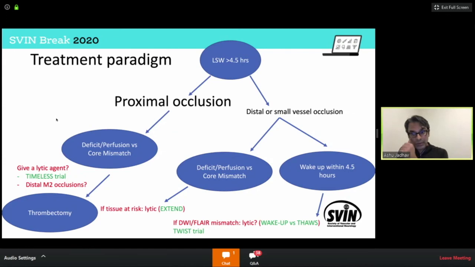And then for patients who have a wake-up stroke within 4.5 hours, if there's a DWI-FLAIR mismatch, should we be giving alteplase? WAKE-UP would suggest we should. THAWS would suggest we shouldn't. I think this is still a matter of debate and prone to local practice. And I think the TWIST trial will be important in helping us resolve this question, particularly for patients who can't get endovascular therapy. So I think this is my last slide. I'm going to stop here and take any questions if there are any.